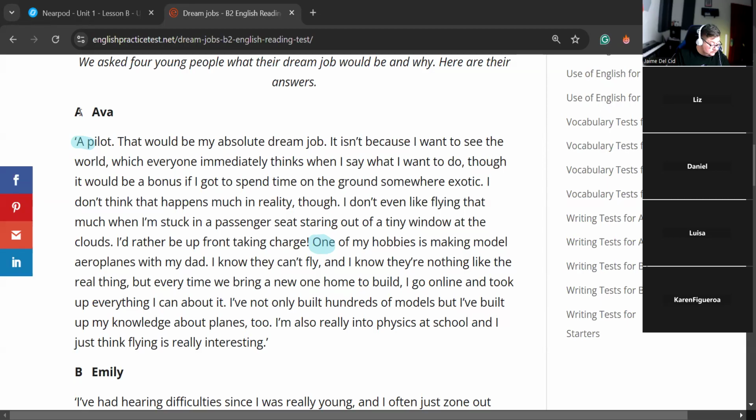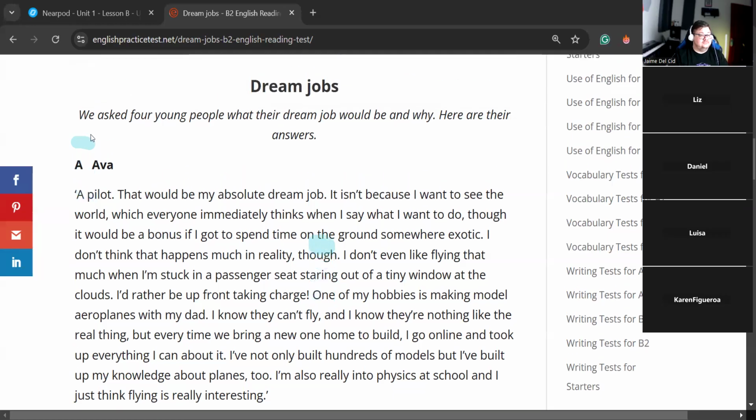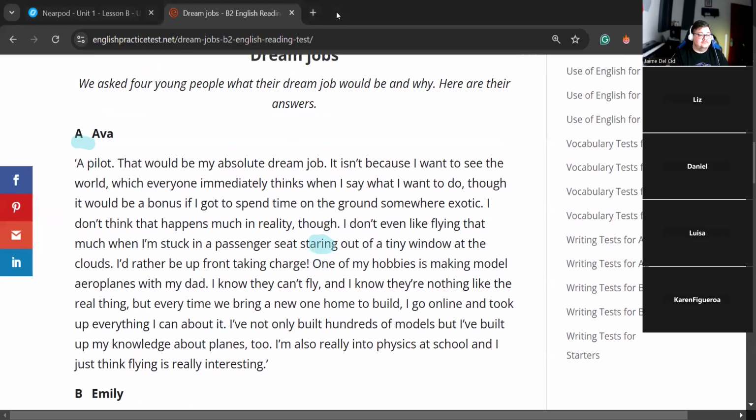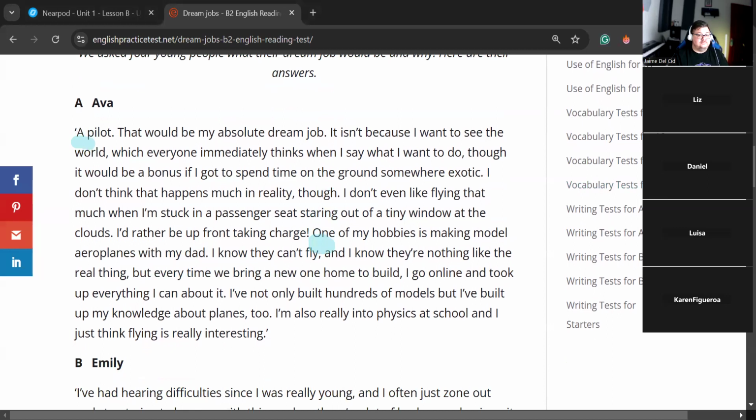Ava, a pilot. That would be my absolute dream job. It isn't because I want to see the world, which everyone immediately thinks when I say what I want to do. Though it would be a bonus if I got to spend time on the ground somewhere exotic. I don't think that happens much in reality, though. I don't even like flying that much when I'm stuck in a passenger seat staring out of a tiny window at the clouds. I'd rather be up front taking charge.